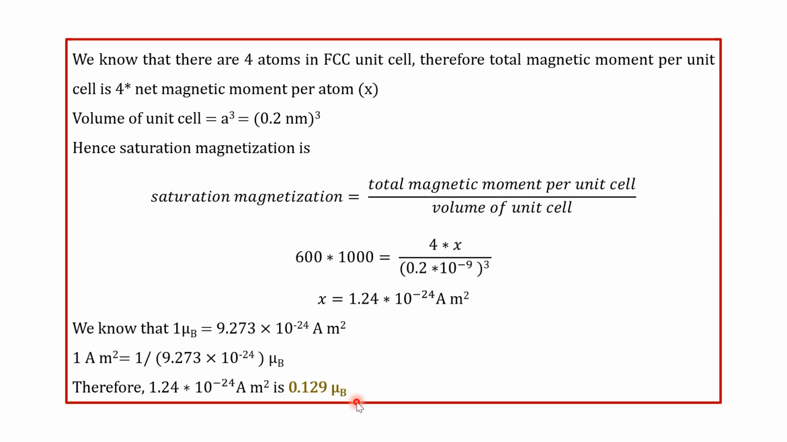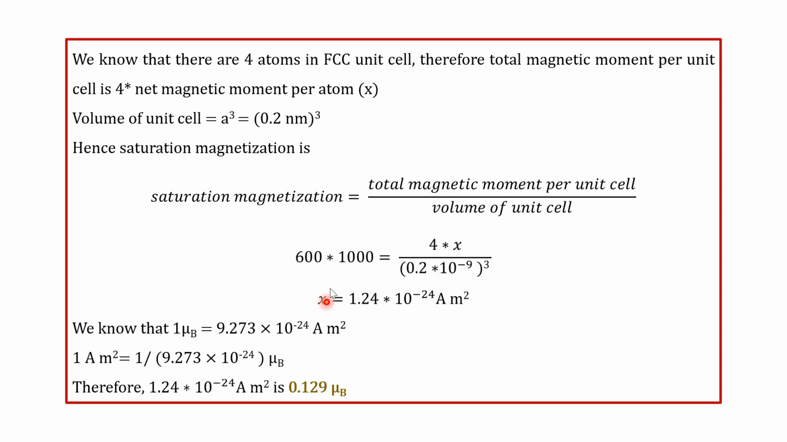So is this concept clear? Basically, first you have to remember what saturation magnetization is: total magnetic moment per unit cell divided by volume. Saturation magnetization is given to us. Volume of the unit cell we can calculate from the a value itself. Now, total magnetic moment per unit cell. We know in FCC there are 4 atoms. Therefore, 4 into some x is equal to this value.